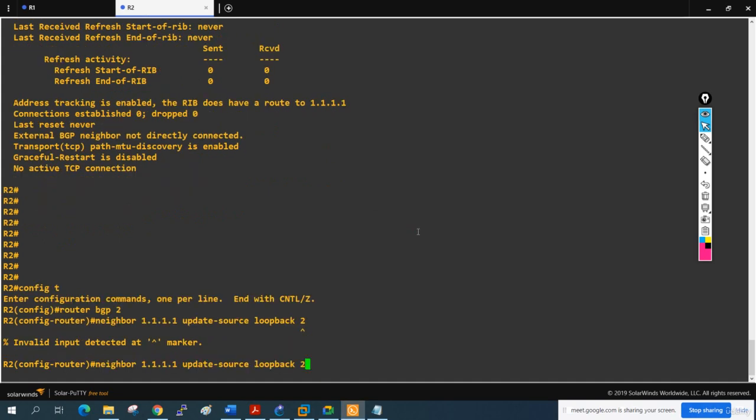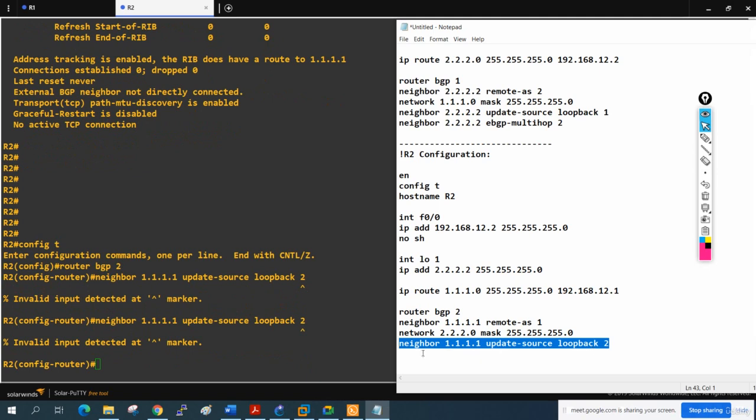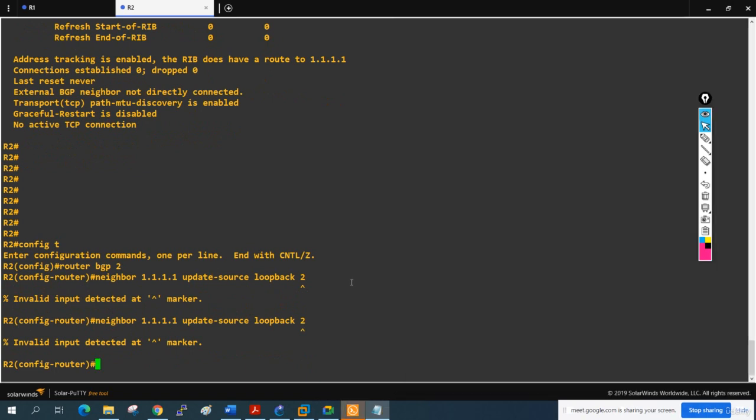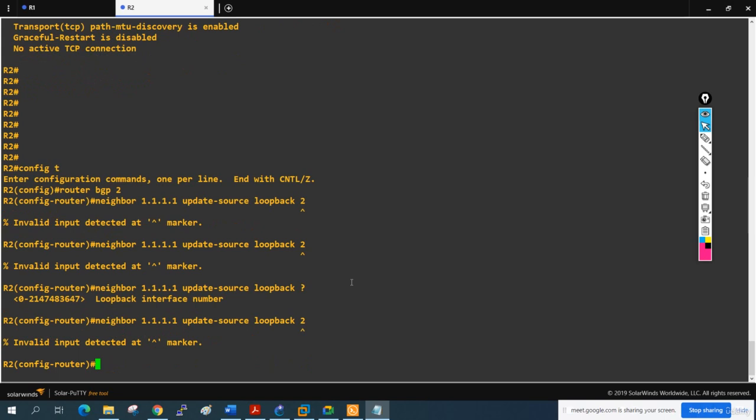Something wrong here, neighbor update source loopback 2. Loopback 2 we use, or what we use here? We go inside router BGP2, neighbor 1.1.1, update source loopback 2. It should work. Let me put here what we are giving, loopback number. So this one is the number. Why is he not taking? We created loopback 2 only, right?